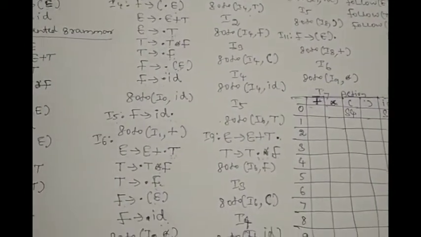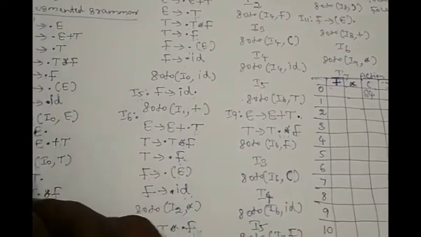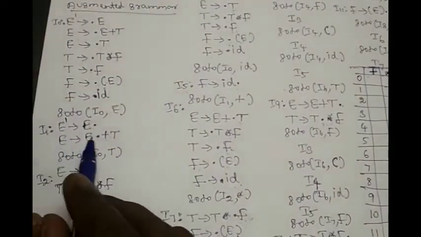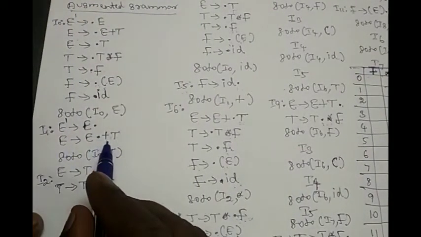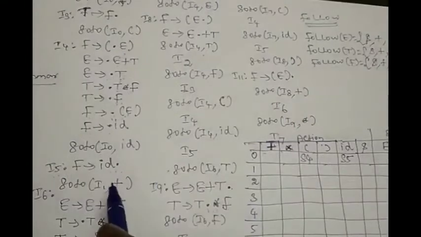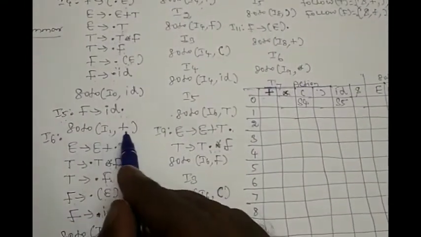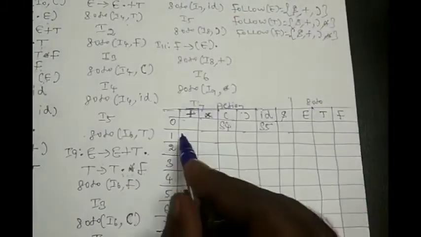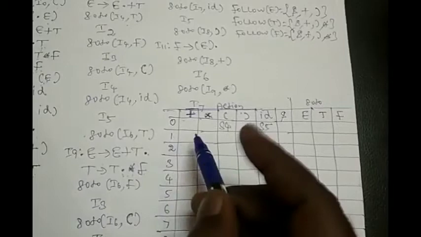Now in item set 1 you have a dot before a terminal called plus. So in item set 1 you have to look into plus here. So go to of item set 1 comma plus. So go to of item set 1 comma plus is generating I6 here. So in item set 1 on plus, since I6 is generated, write it as S6.